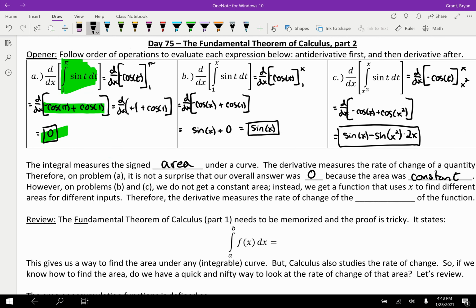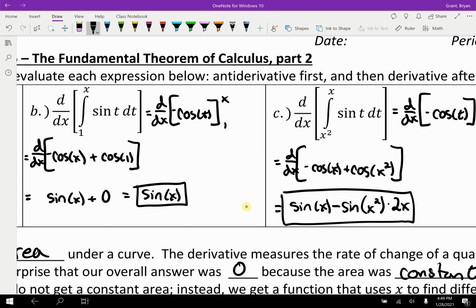However, on problems B and C, we don't have a constant area, right? The area from 1 to x is not constant. The area from 1 to x says start measuring the area beneath the graph of sine of t at 1, and then go until you reach whatever x value you substitute in.